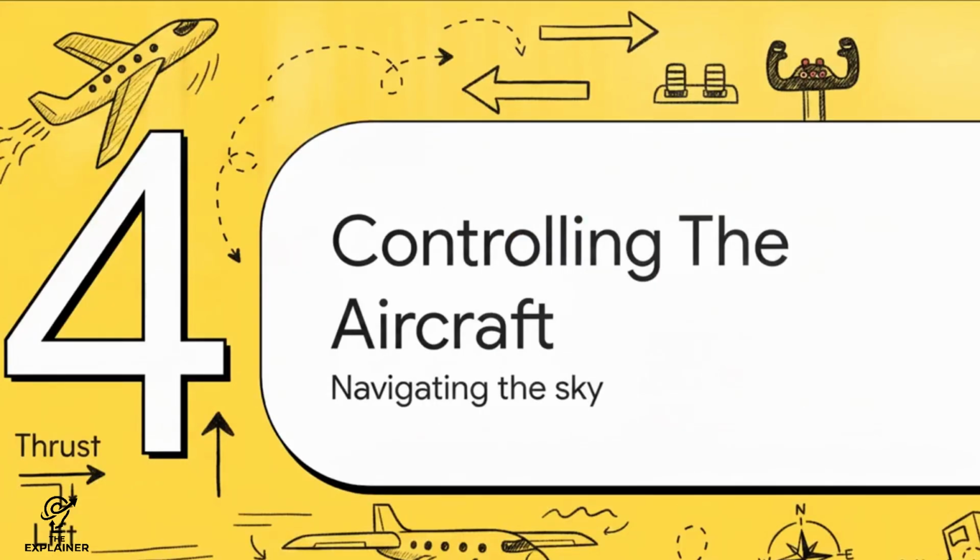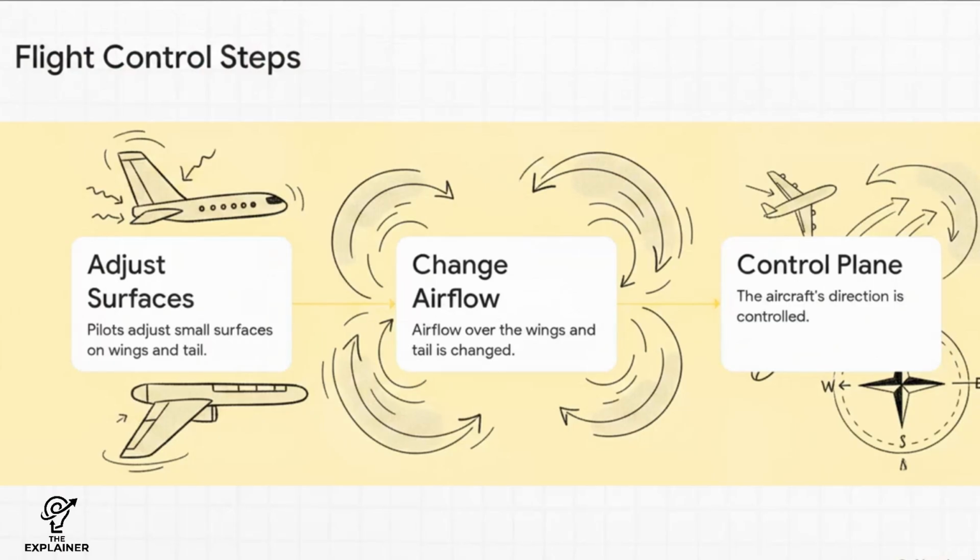Which brings us to Section 4, controlling the aircraft. So how do pilots actually steer this thing while suspended in what is essentially a giant fluid? It's a brilliant little chain reaction. Step 1. The pilot adjusts these small, movable surfaces on the main wings and the tail. Step 2. This instantly changes the airflow around that specific part of the aircraft, acting almost like tiny localized wings. And then Step 3. This localized pressure difference tips the balance of our four forces, tilting or turning the entire plane. It's crazy to think about, but a tiny physical adjustment controls a vehicle weighing hundreds of tons. It is just an incredibly elegant system of cause and effect.